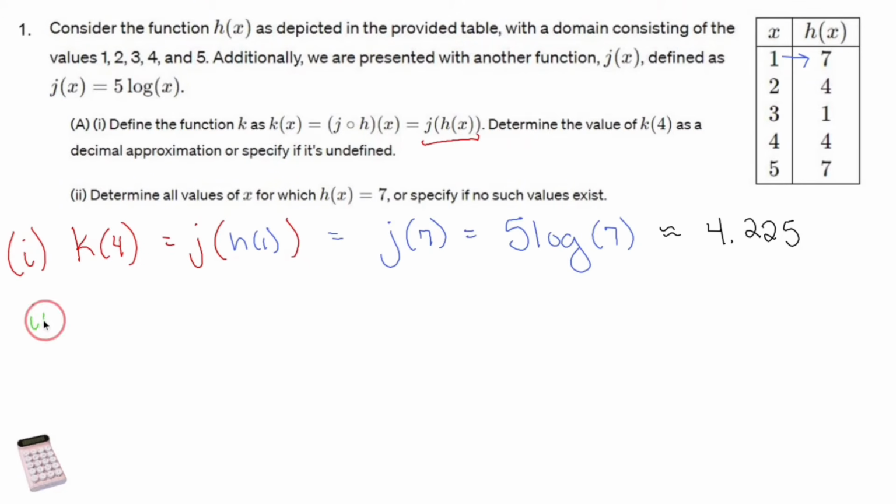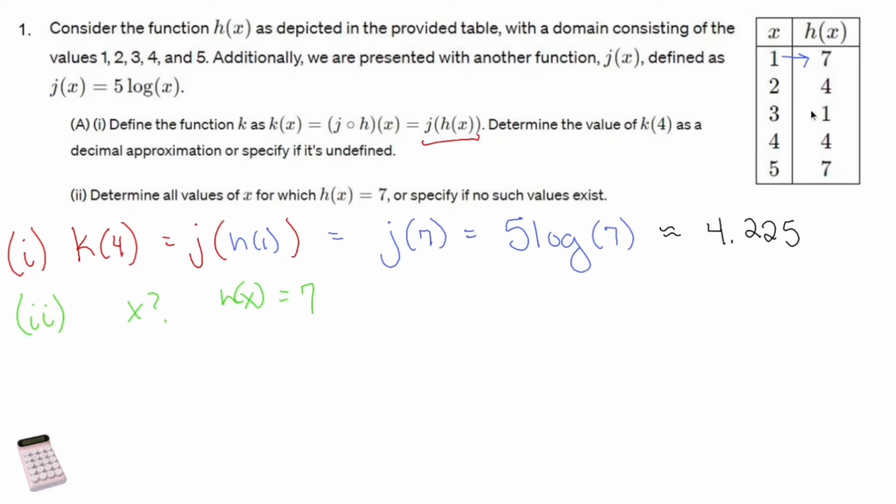Now, part II, or E for Joel Embiid, because he has 2 I's in his name, Philly fans? Determine all values of x for which h of x equals 7, or specify if no such values exist. Now, the h is this guy. So, what x values give us h of x equals 7?